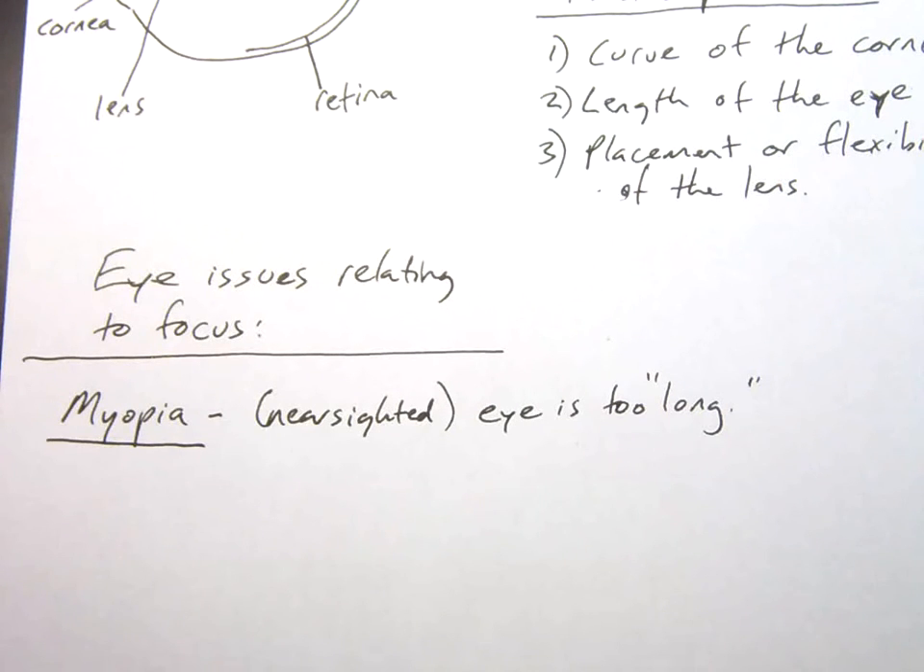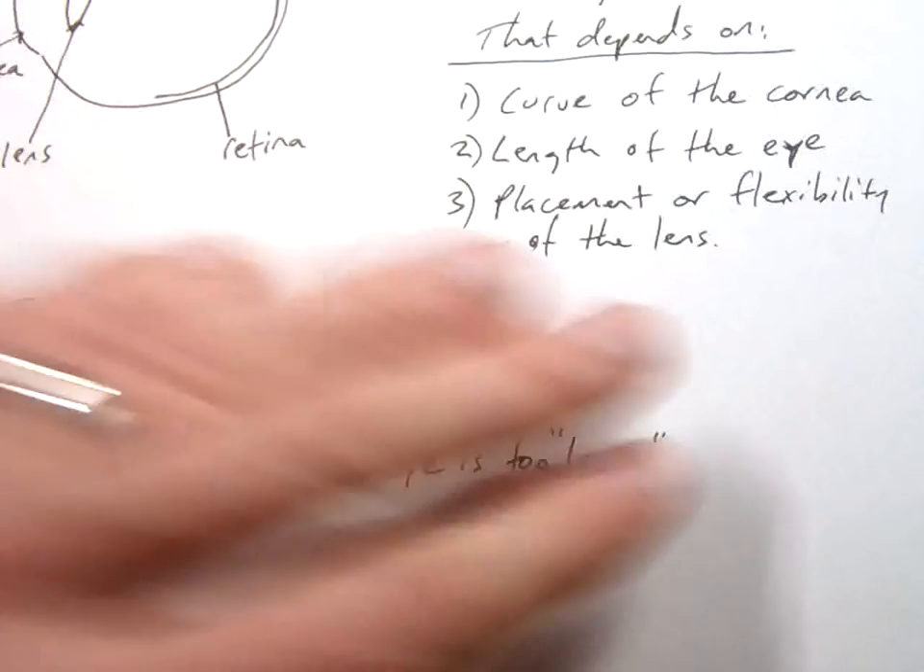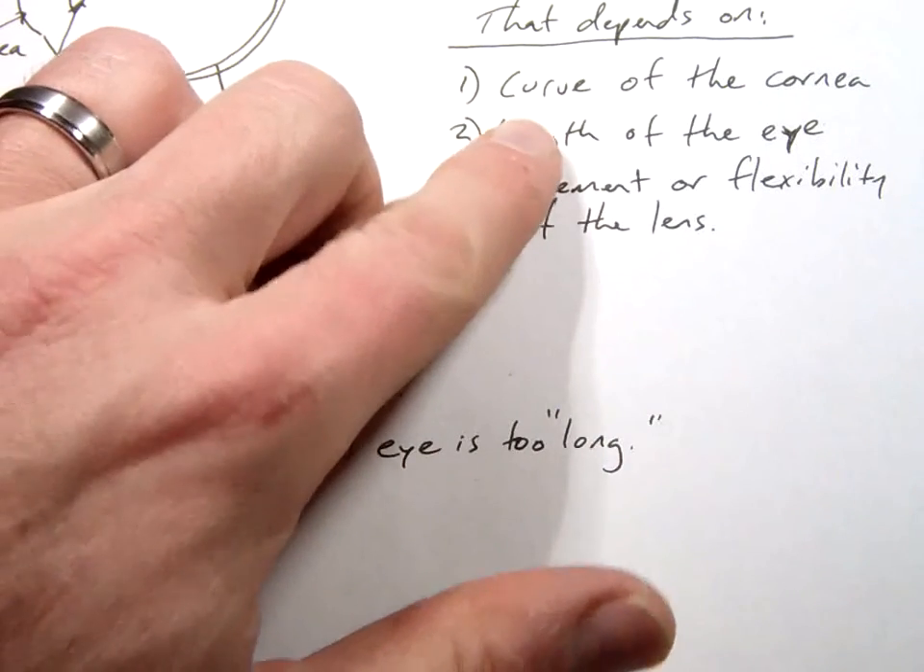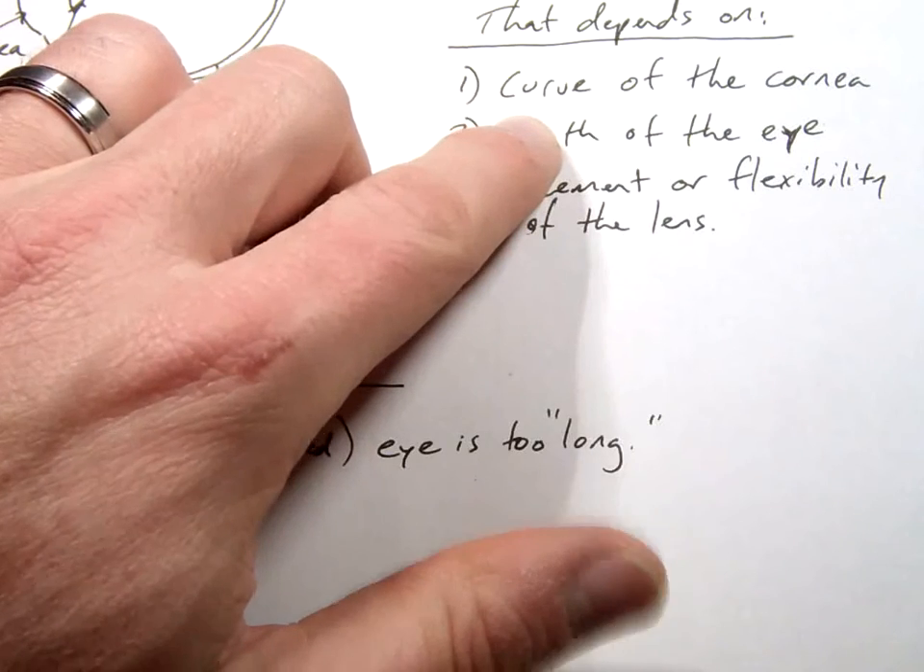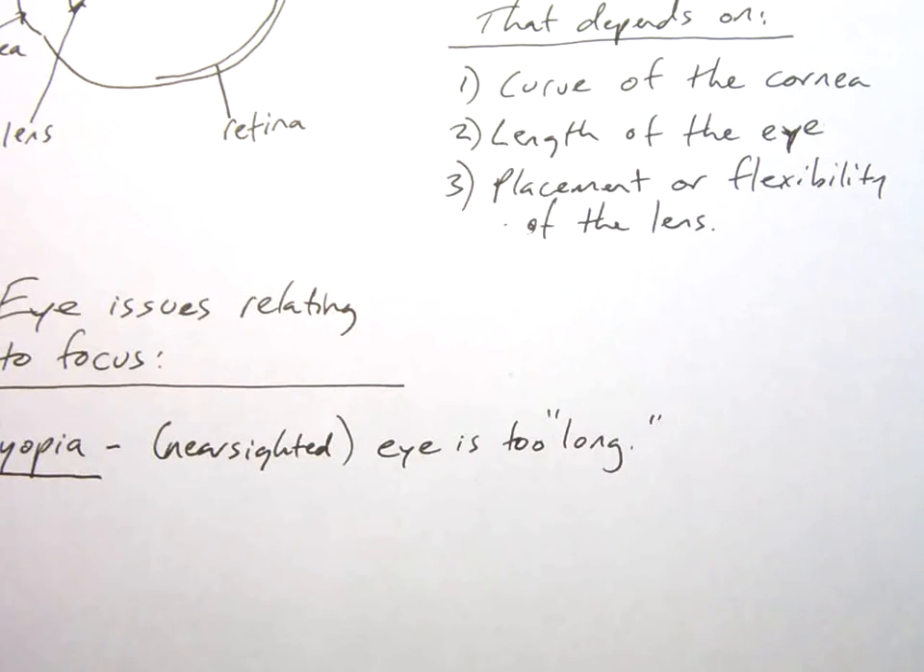Right. Well, it's not so much going to be too short, but it could be something else about the eye. What? Flexibility of the lens. It's not flexible. Yeah, the lens not being flexible. It could have to do with the curve of the cornea being such, or it could have to do with the placement of the lens. But the bottom line is this, okay?